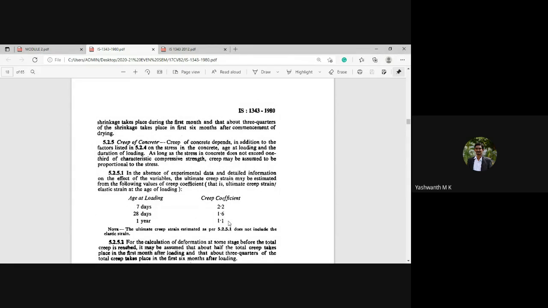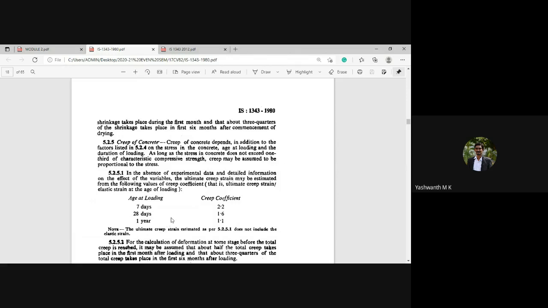As I stated, in the 2012 code we are not going to calculate the loss of pre-stress due to creep of concrete by the creep coefficient method. We are going to use the ultimate creep strain method. But in the 1980 code, they calculate in both ways: one by the creep coefficient method and also by the ultimate creep strain method.